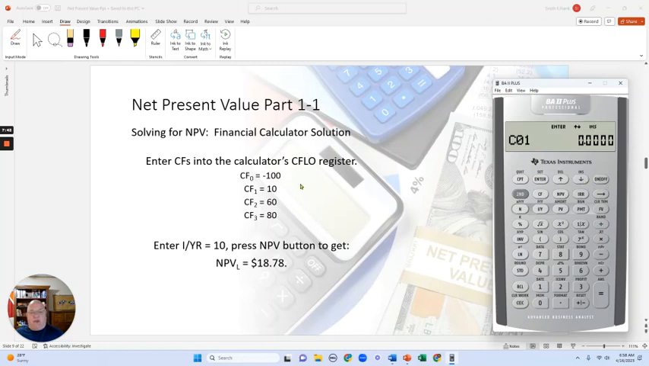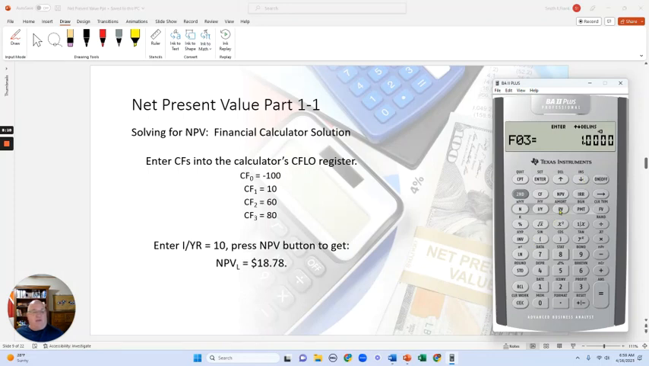Then you will have a cash flow this time of 10 for the first cash flow. You enter it, and it asks how many times you want to have 10, and this time it's just 1, so we leave the frequency at 1. The second one is 60, so we put in that cash flow, and the frequency of cash flow 2 is just 1. Finally, we put in cash flow 3 at 80 and enter it, and that occurs once.